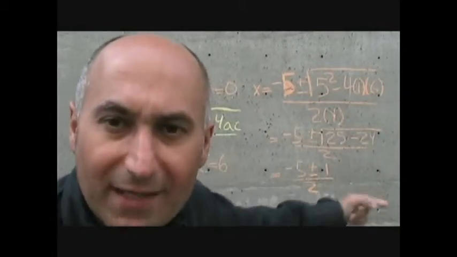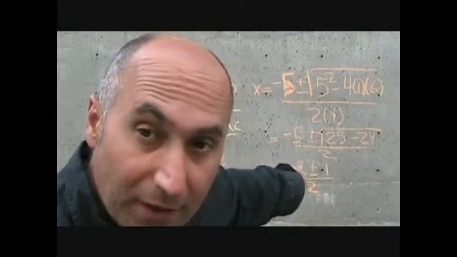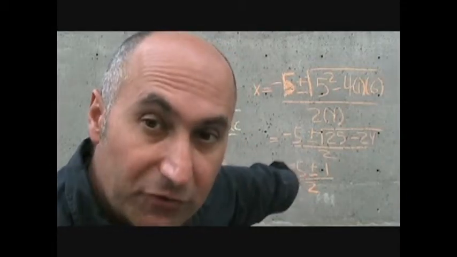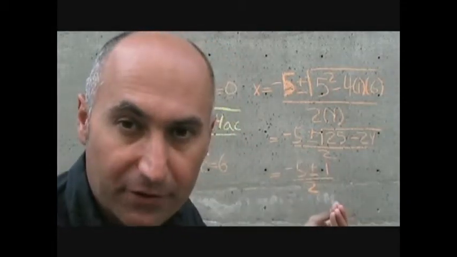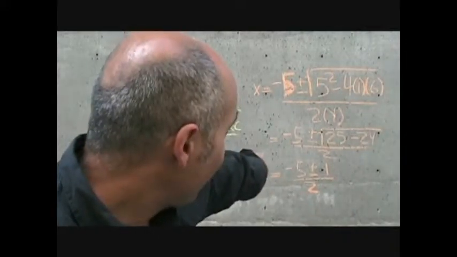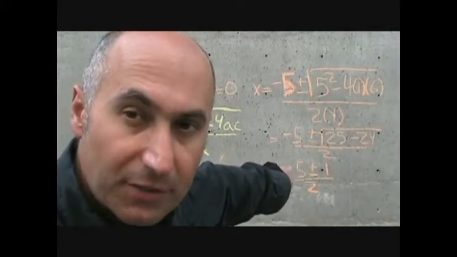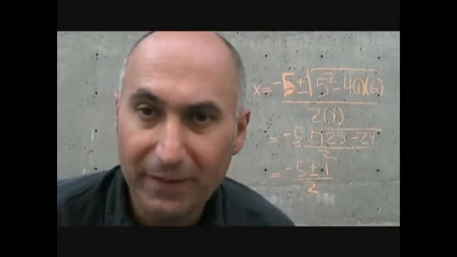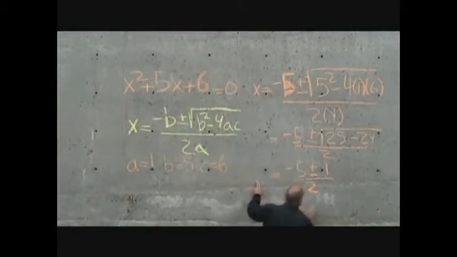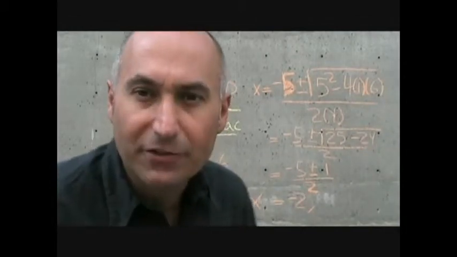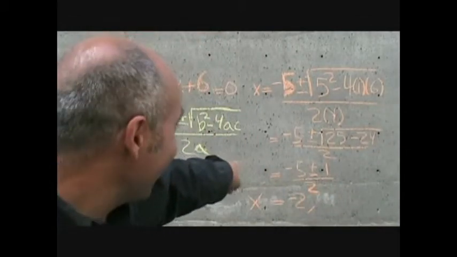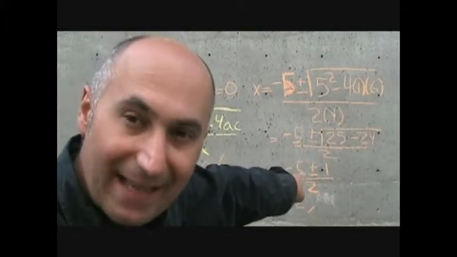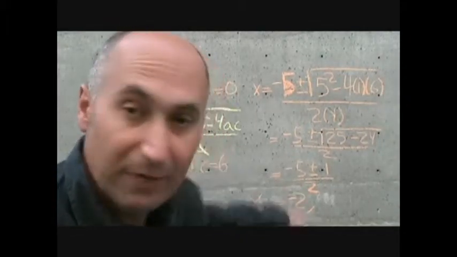So what you got is x is equal to negative 5 plus 1 divided by 2, and x is equal to negative 5 minus 1 divided by 2. There's two answers here, right? So negative 5 plus 1 is going to be negative 4, divided by 2 is going to be negative 2. So one of your answers is going to be negative 2. Your second answer is going to be negative 5 minus 1, which is going to be negative 6. Negative 6 divided by 2 is negative 3.